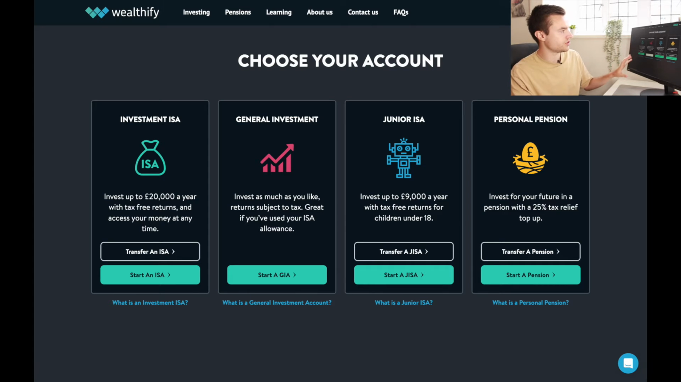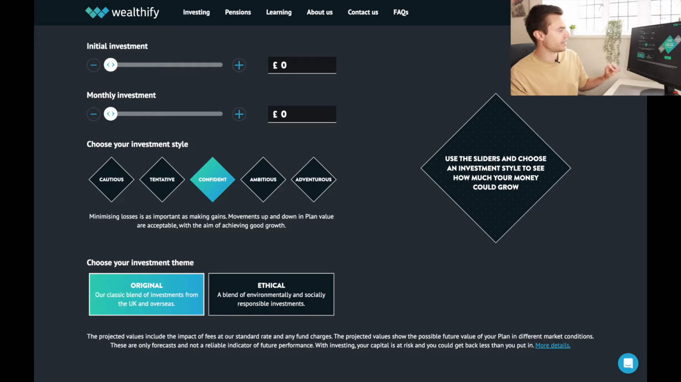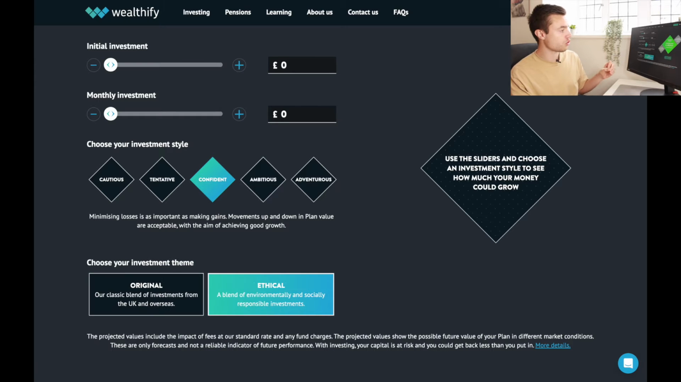Let's say I want to start a general investment account, and you can see here at the bottom there it asks me to choose my investment theme. I can either choose the original, which is a classic blend of investments from the UK and overseas, or I can choose ethical, which is a blend of environmentally and socially responsible investments.